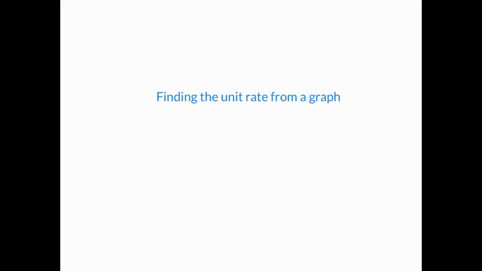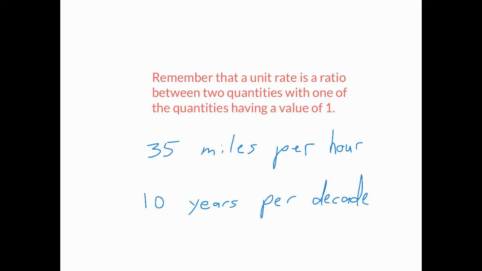Finding the unit rate from a graph. Remember that a unit rate is a ratio between two quantities, with one of the quantities having a value of 1. So for example, if we have the unit rate 35 miles per hour, that means we can travel 35 miles for every 1 hour.